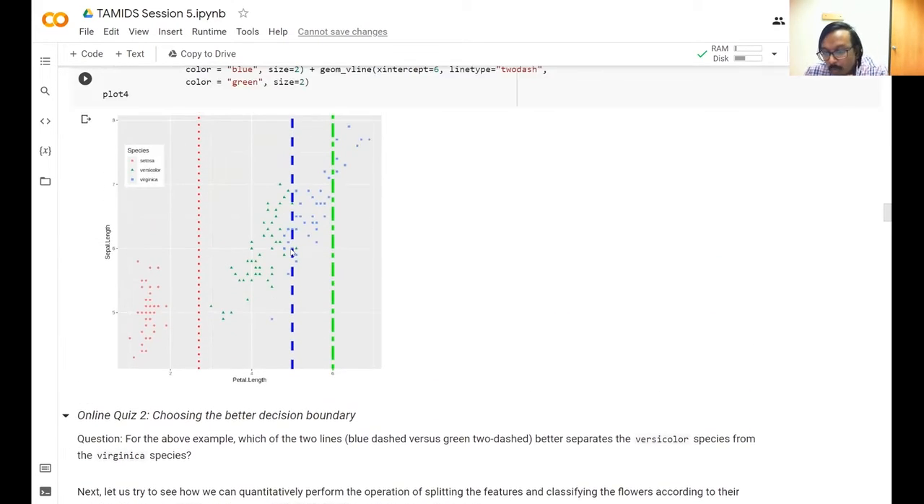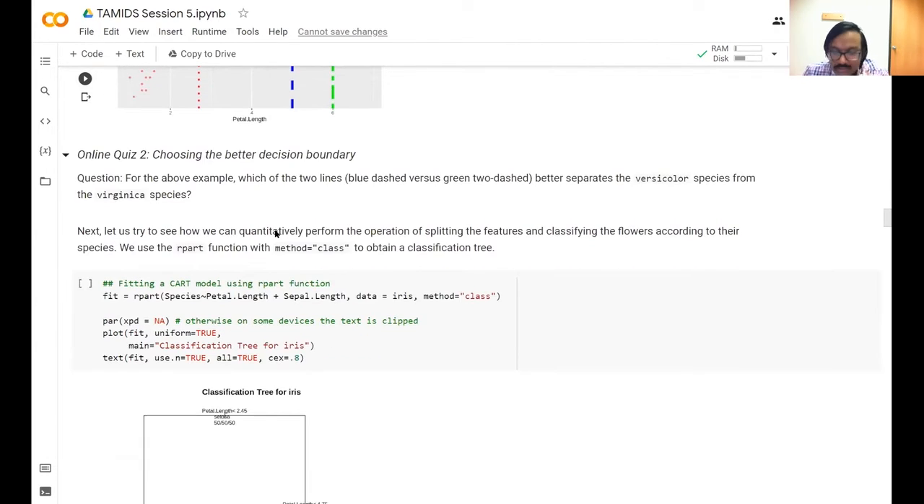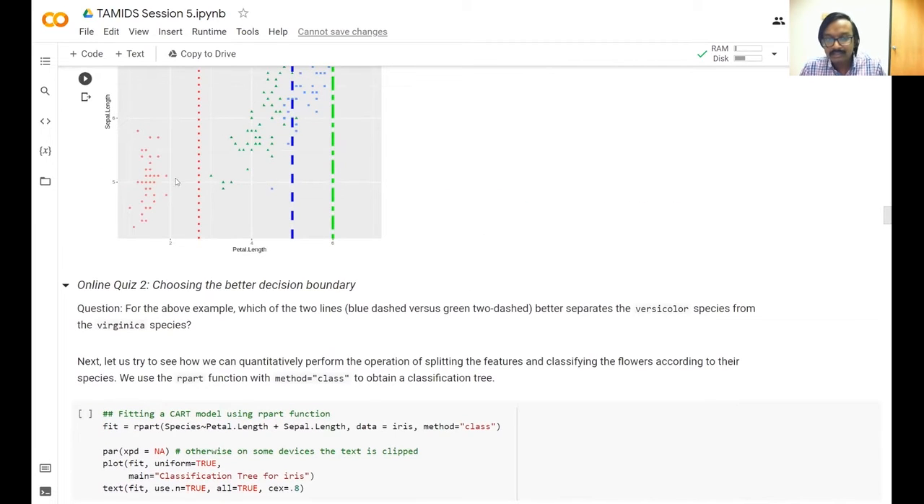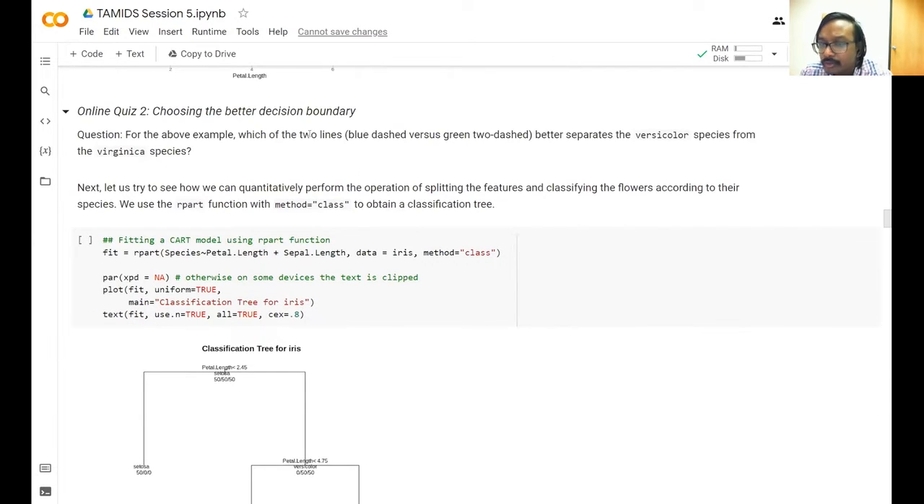Now, what we worked through right now was, of course, by looking at it. But how does R do this? Well, we are going to use the decision tree or a classification tree in order to try to classify the iris data into the three parts: the setosas, the versicolors, and the virginicas. The function that we are going to use is called rpart.